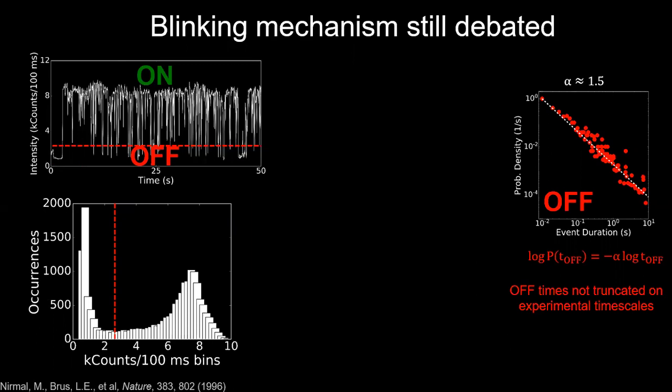If we look in the literature, we often see that the slope of this power law distribution sits around 1.5. This is the ubiquitous power law slope that we're all familiar with. And additionally, the off state is not truncated on timescales we can see experimentally, particularly in single dot spectroscopy.